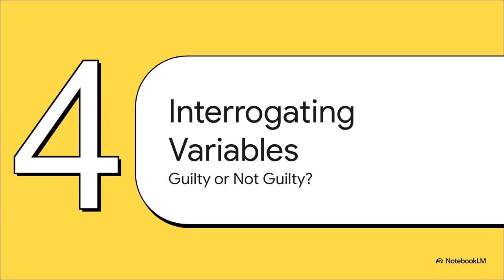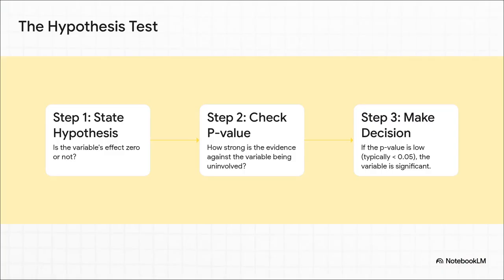We've picked our best model, but a good detective interrogates everyone. Now we need to put each individual variable, each suspect, inside that model on the stand. We do this with something called a hypothesis test. Sounds fancy, but it's really just a 3-step interrogation. Step 1, we state the charge. Is this variable actually involved, or is its impact basically zero? Step 2, we check the evidence. That's the p-value. And step 3, we reach a verdict. If that p-value is super low, usually less than 0.05, then the evidence is overwhelming. Guilty. The variable is significant.